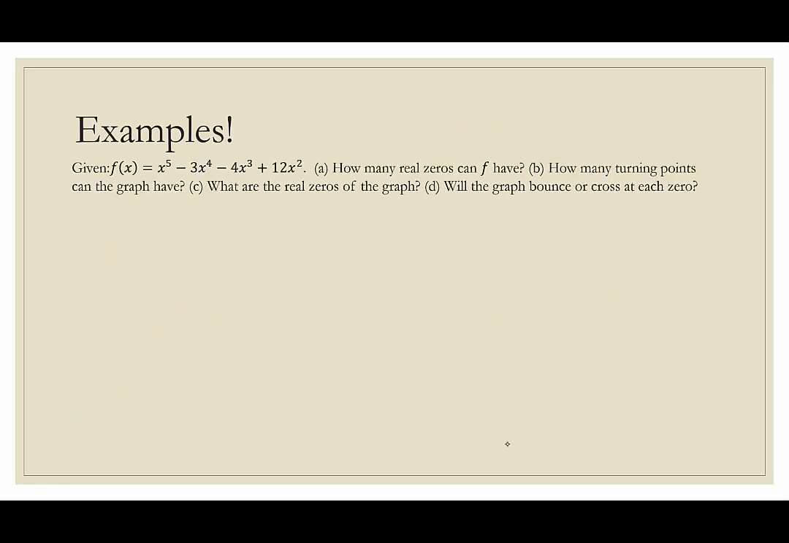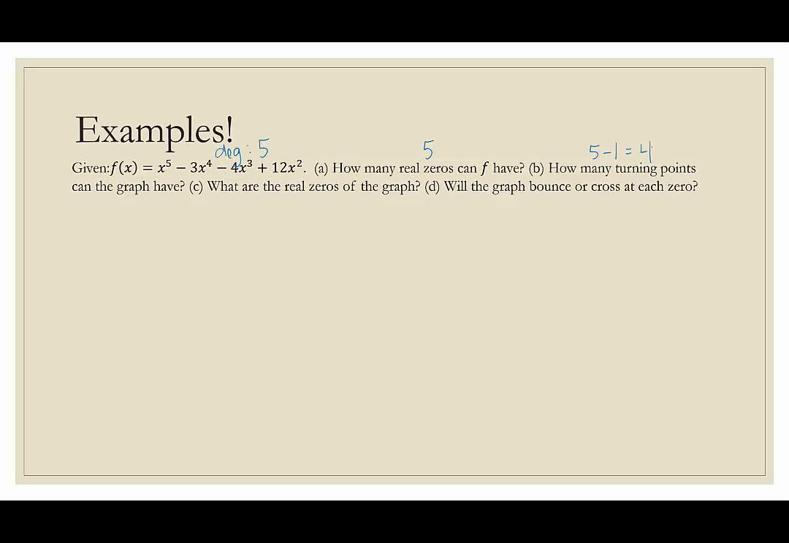Okay, in our final example, we have the same 4 questions, but this time the function is f of x equals x to the 5th minus 3x to the 4th minus 4x to the 3rd plus 12x squared. First and foremost, what's the degree of this polynomial? This is a degree 5 polynomial. So that means it can have at most 5 real zeros, and at most 5 minus 1, or 4, turning points.